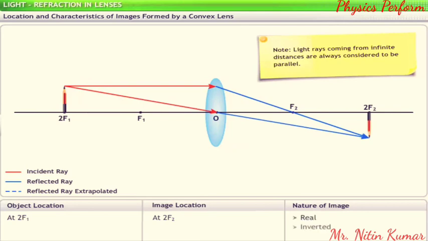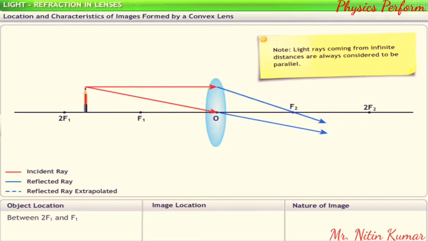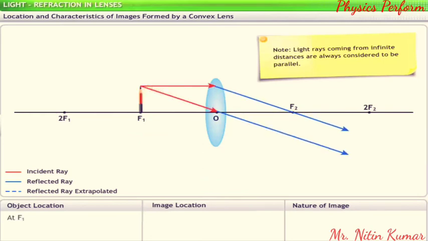When the object is placed at 2f1, the image is formed at 2f2 and is real, inverted and of the same size as the object. When the object is placed between 2f1 and f1, the image is formed beyond 2f2 and is real, inverted and magnified.